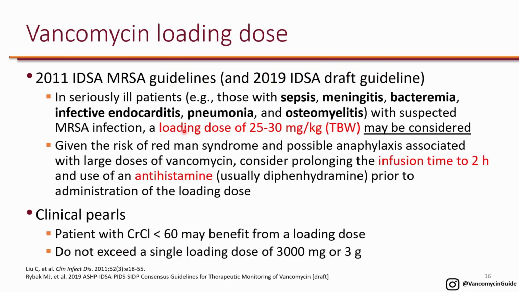So here's what the guidelines recommend for a loading dose. It's only recommended in seriously ill patients, so patients with sepsis, meningitis, bacteremia, infective endocarditis, pneumonia, and osteomyelitis. And of course, only these infections if they're suspected to be due to MRSA infection. So if other organisms are causing this, these recommendations do not apply. But if MRSA is suspected in these infections, then a loading dose of 25 to 30 milligram per kilogram is recommended based on the total body weight dose.